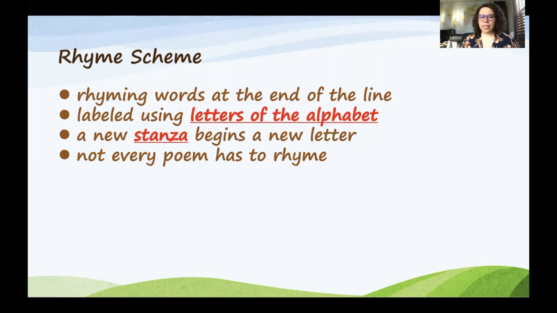Some poems you might see, like limericks, are always AABBA, always, and they're always five lines long. If you have poems where each stanza has four lines, and it's an ABBA, it doesn't always have to have the same rhyming sounds in your A's and your B's with each stanza. That's a little bit more complicated to understand. I'm going to show you some examples to show you what that means.